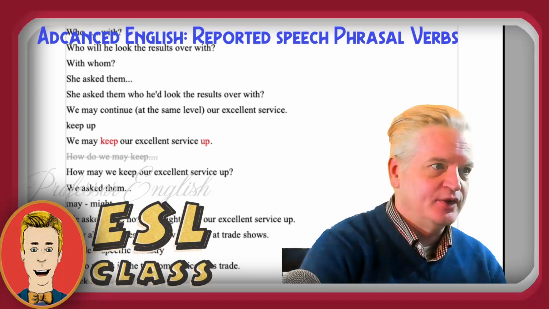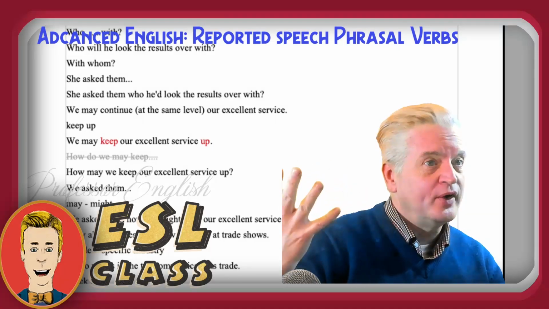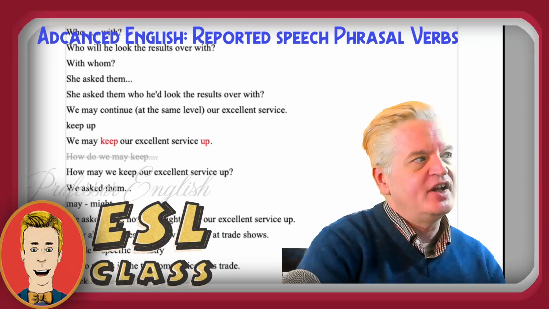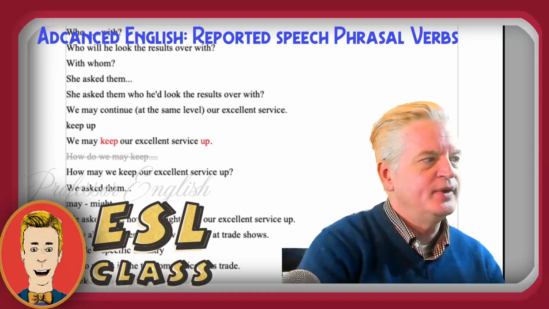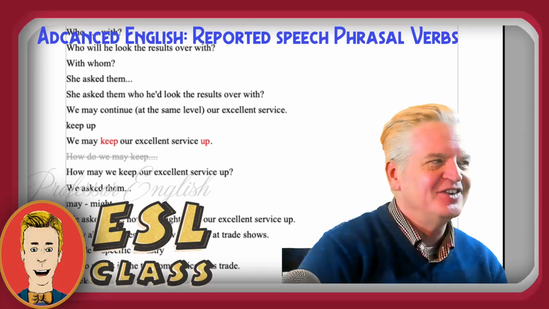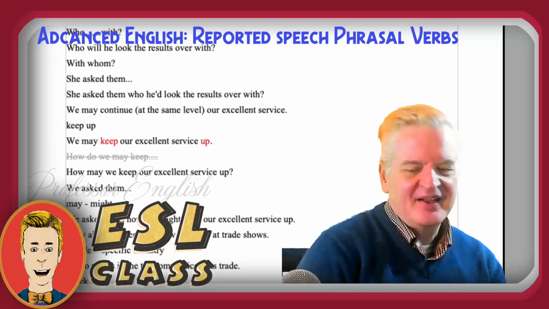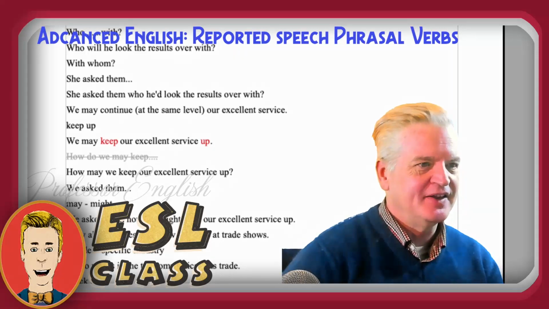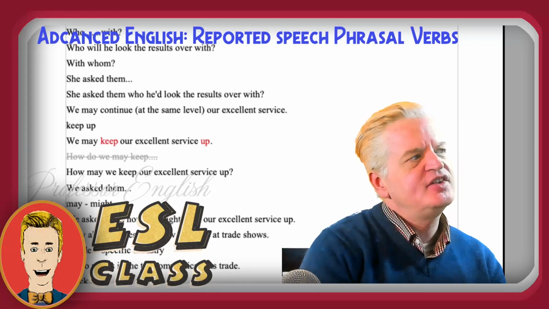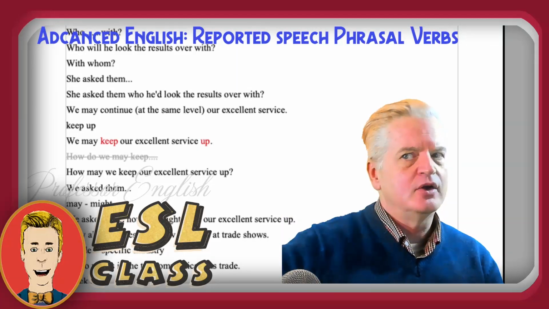Now, some people will tell you that's wrong, but that's how everybody does it. So I don't know how wrong it can be if everyone is doing it this way. Those people who say that it's wrong will tell you it should be with whom. So that's technically the correct English, with whom will he look over the results? But that isn't a very common way of making the question. So let's stick with who will he look the results over with?